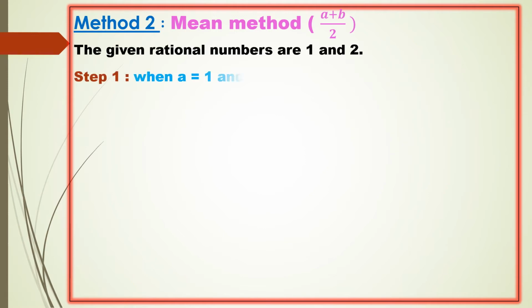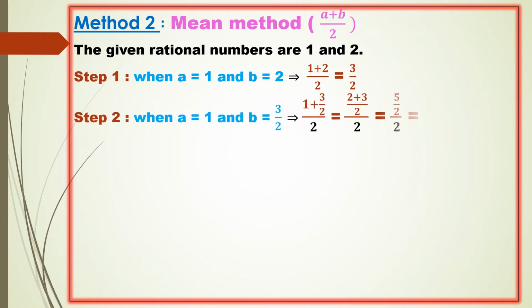The given rational numbers are 1 and 2. So here I'll take a as 1. Here I mentioned the formula with variables, (a plus b) by 2. So a is your 1 and b is your 2. So when a equal to 1, b equal to 2, substitute in this formula: (1 plus 2) by 2 gives you 3 by 2. So now I can say 3 by 2 is one rational number in between 1 and 2.